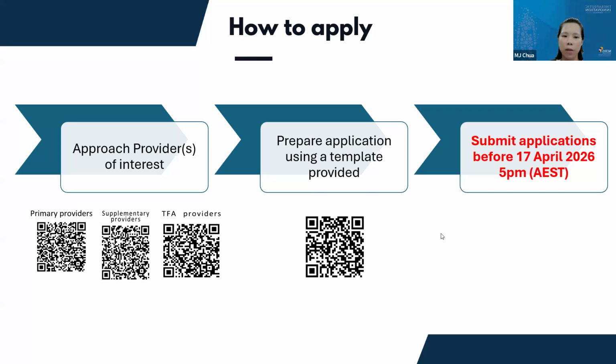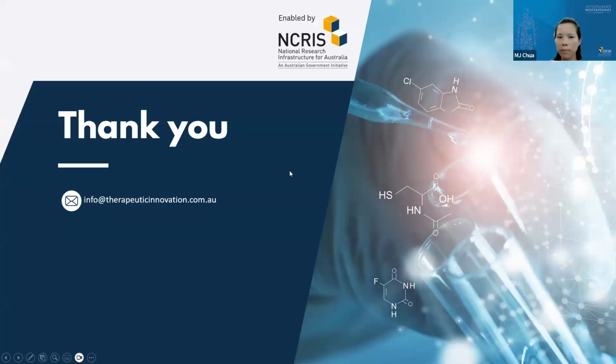And the final step is submit your application. The applications close on 17th of April, 5 p.m. Australia Eastern Standard Time. That's all for the info session today, and thank you for your time. If you have any questions about the voucher scheme, please reach out to us. You can contact us at info@therapeuticinnovation.com.au. We're here to help.